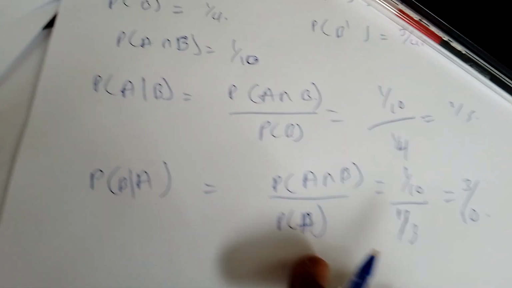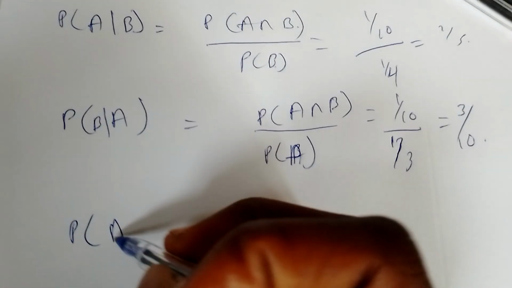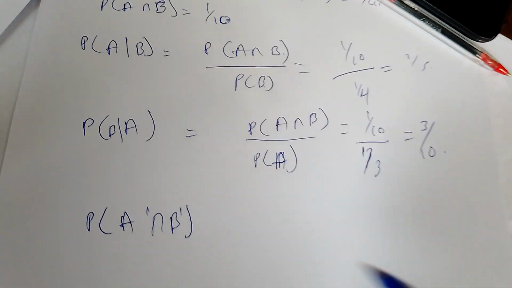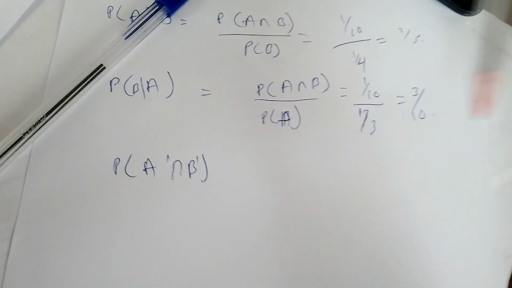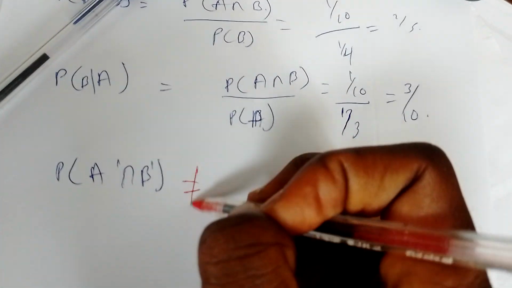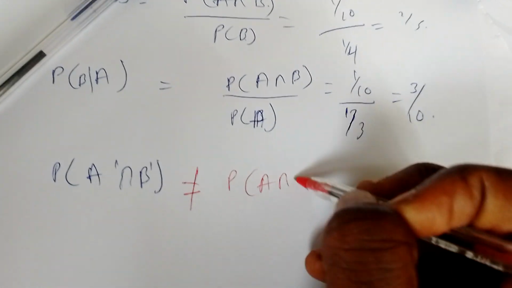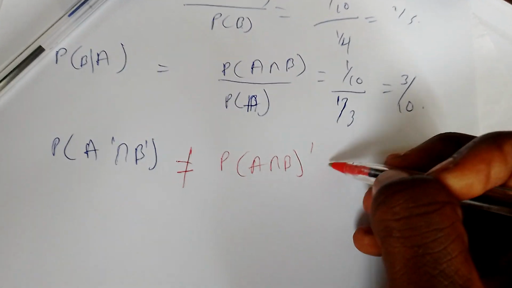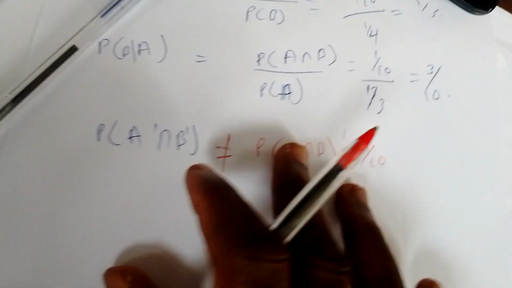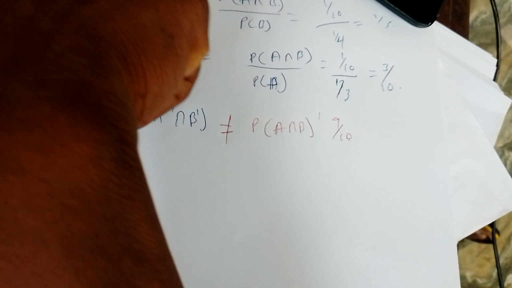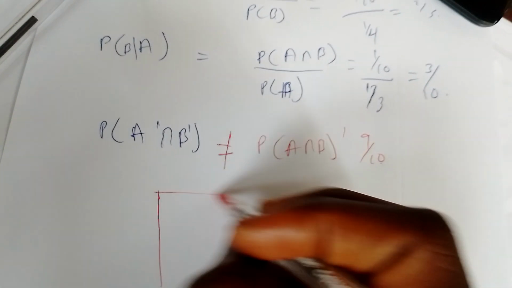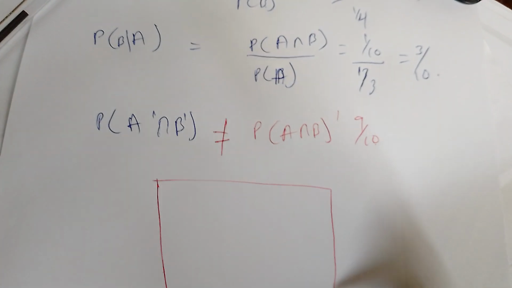Okay. Now the last one says probability of A prime intersection B prime. Now what you have to note is that this is not equal to probability of A intersection B prime, and it is not equal to 9 on 10. Okay. So how do you find it? Let's try to understand what A prime intersection B prime really means on a Venn diagram.